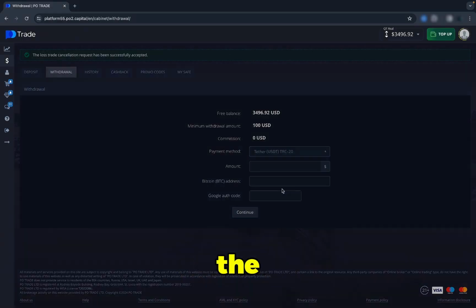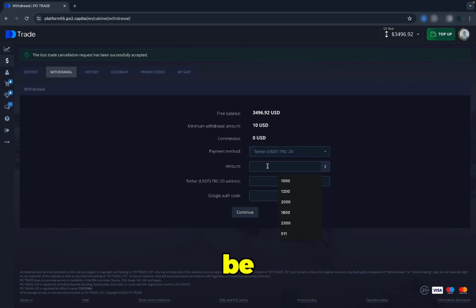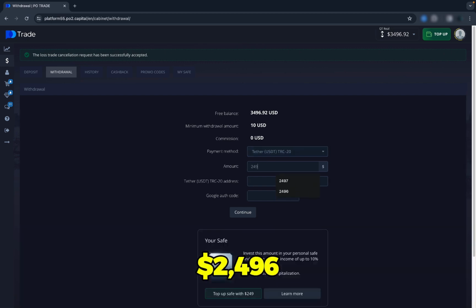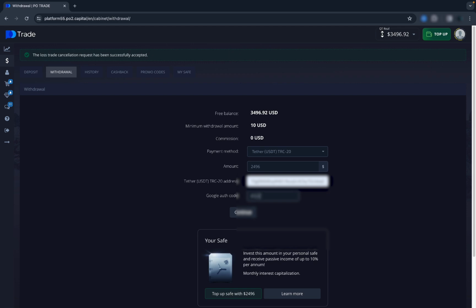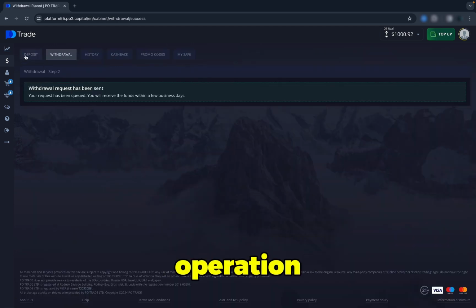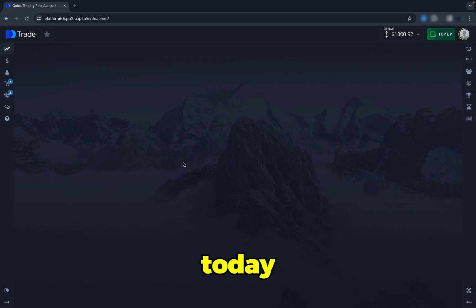Choosing a wallet, the amount of today's profit will be $2,496. The withdrawal operation is being successfully performed. This is how the trade turned out today. Using these indicators, 2 transactions were opened according to the same principle. I think you understood the principle of opening an increased transaction using these indicators. And in general, I was also pleased with the result.